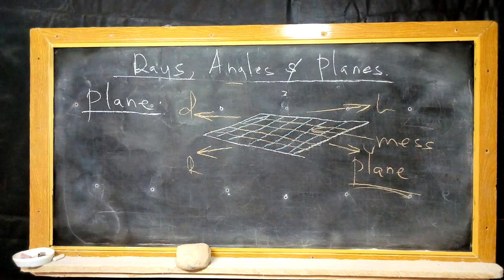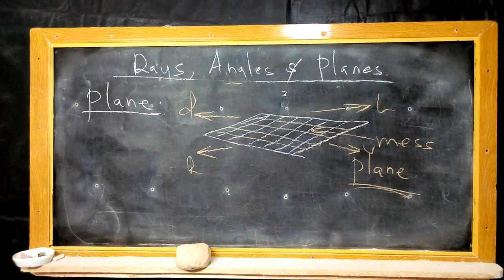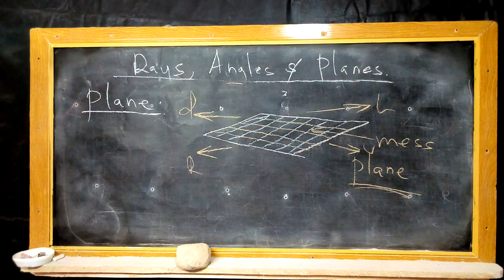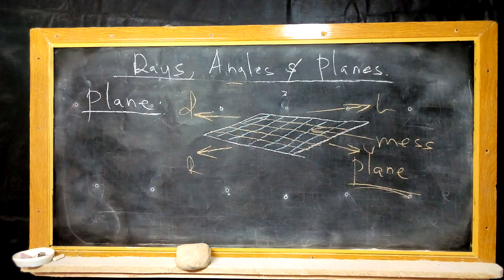But as we have said, it extends infinitely. Now, for the sake of just representation in geometry, that's why we have put a limit of the boundaries that we have shown. So in that case, a plane is a large flat surface that goes infinitely in the four directions. So that's as simple as that.